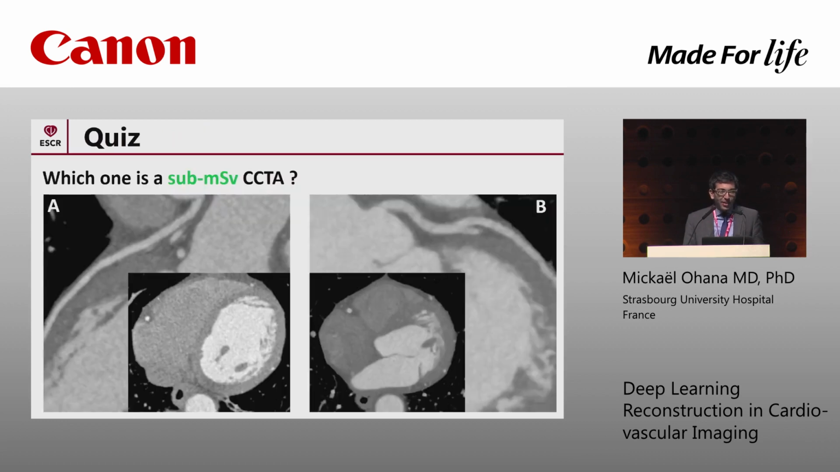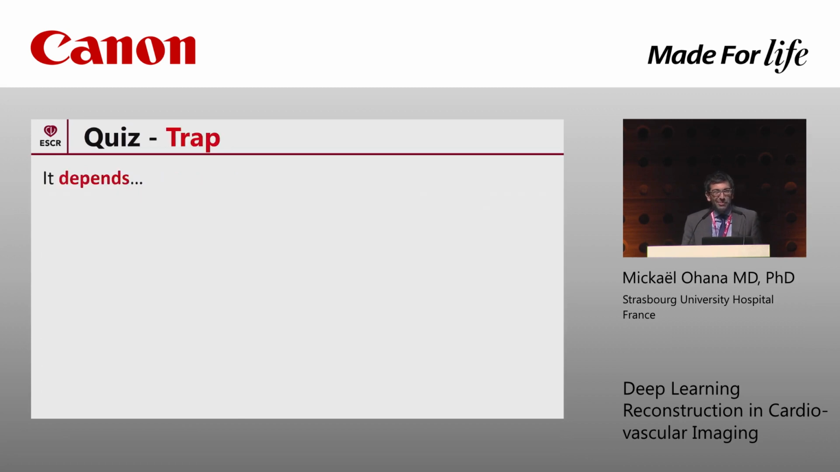And I say, okay, why not begin with a quiz? So I'm sorry, there is no polling system here, so we'll have to do with the hands raised. So which one do you think between A or B is a sub-millisievert coronary CTA? So which one will say B? Okay, which one will say A? It's a bit of a mixed result. And there is a trap because the real answer is it depends.